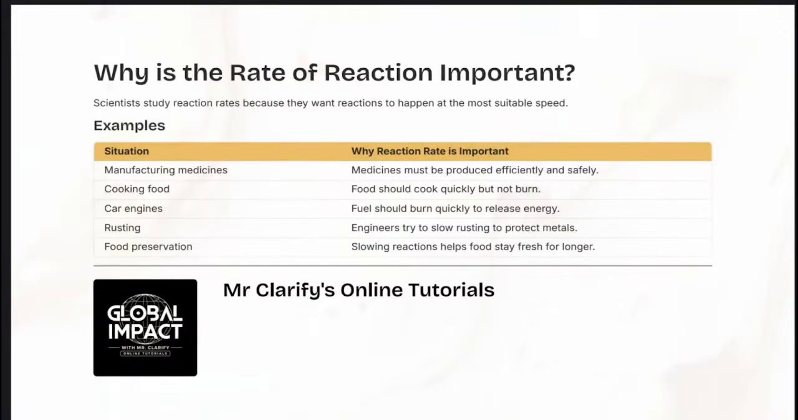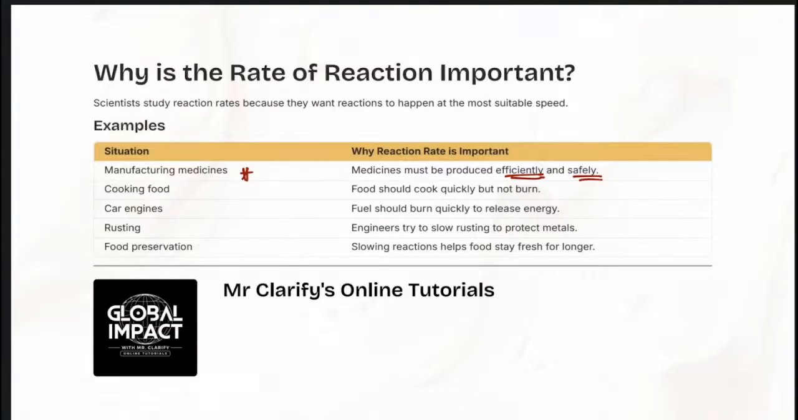Now, why is it important? Why is the rate important? So that we can improve processes like manufacturing medicine. Medicine must be produced efficiently and safely. You must produce it as fast as you can, but also safely. And that is why you need to study rate and see the ways in which you can produce medicine quicker.